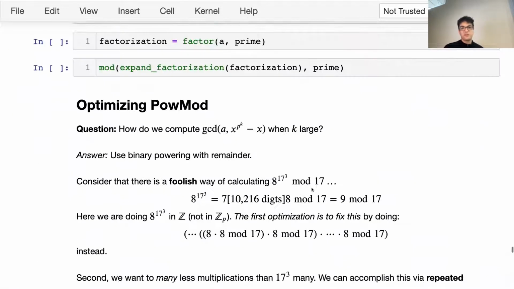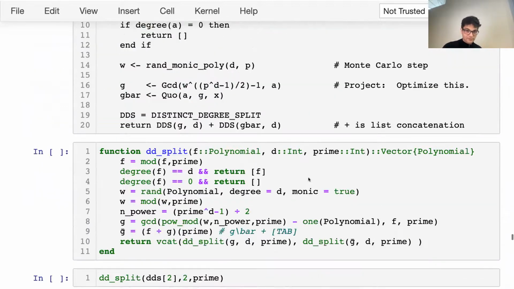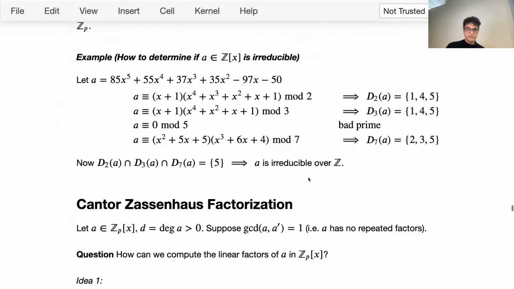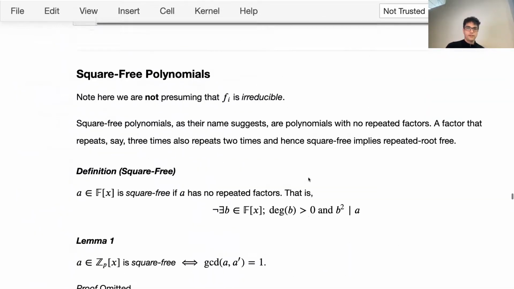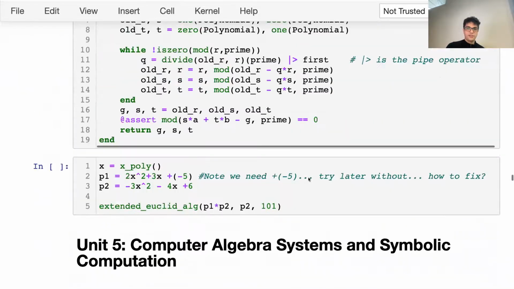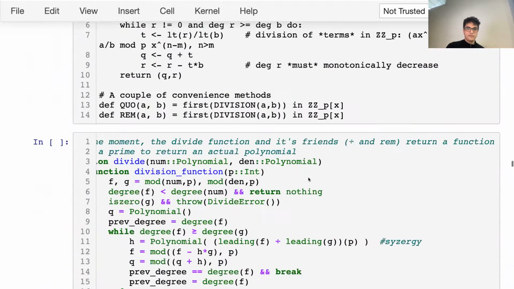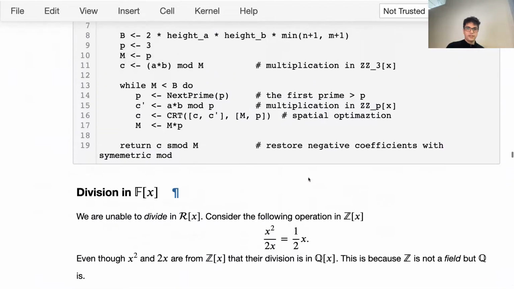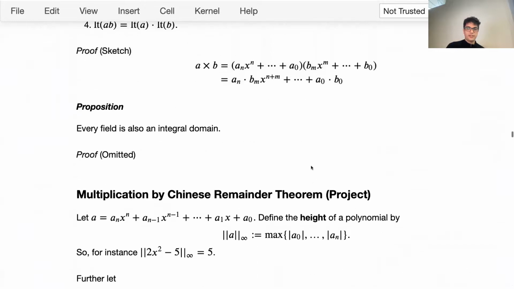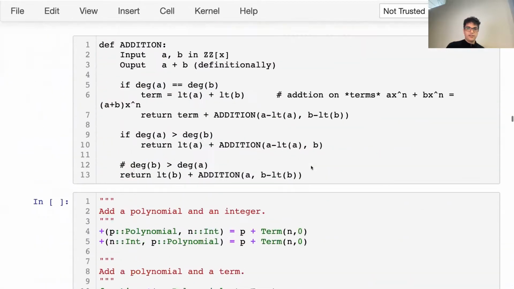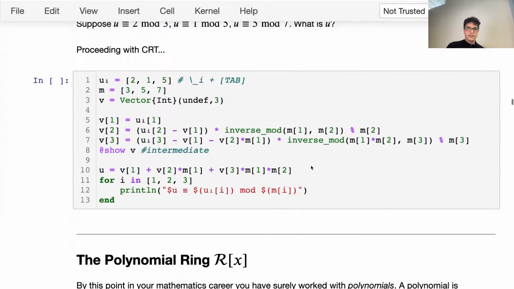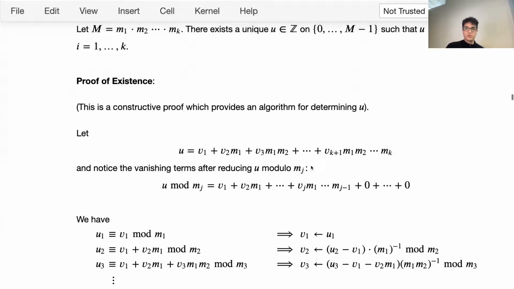Back to the Chinese remainder theorem. Where did it go? Sparse content factorization, more. That was division. That's multiplication. Where did I just state it? Okay, Chinese remainder theorem.